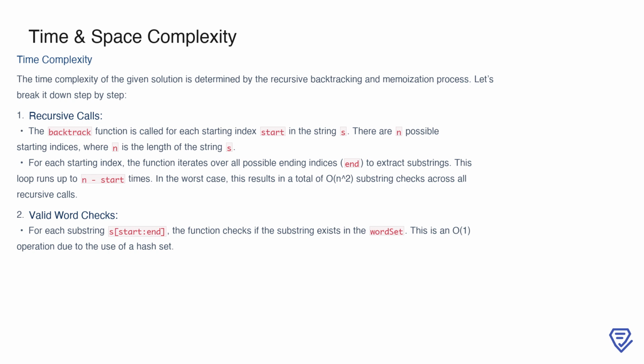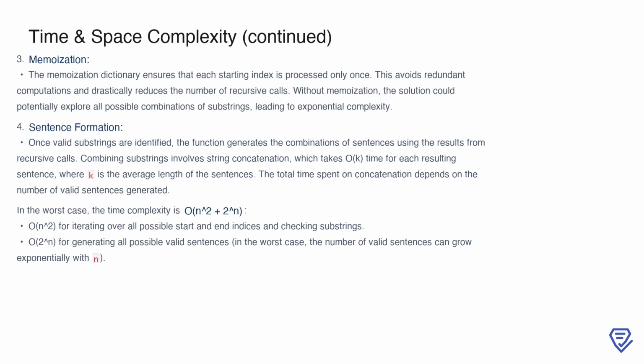Additionally, for each substring, we check if it exists in the word set, which is an O(1) operation because the hash set provides constant time lookups. Next, memoization plays a critical role in optimizing the solution. The memoization dictionary ensures that each starting index is processed only once, preventing redundant computations. Without memoization, the algorithm could end up exploring all possible combinations of substrings, which would result in exponential time complexity.